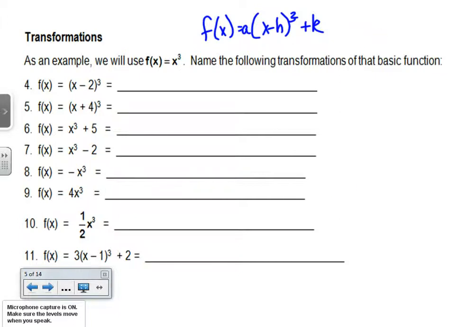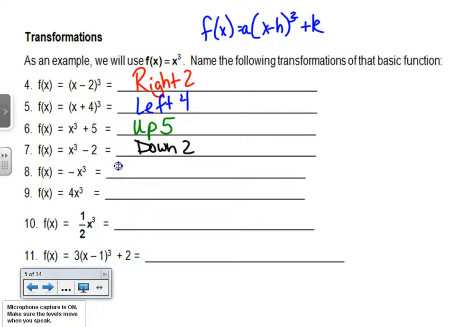The horizontal shift is kind of the opposite of what it appears. So when it says x minus 2 in the parentheses, that's actually a shift of right 2, and you could confirm this on your calculator. On number 5, (x plus 4) to the third power is actually a shift of left 4. Then x cubed with a plus 5 outside of the parentheses is a vertical shift, and the k does exactly what it appears to do. So up 5 is number 6, and therefore number 7 is down 2.